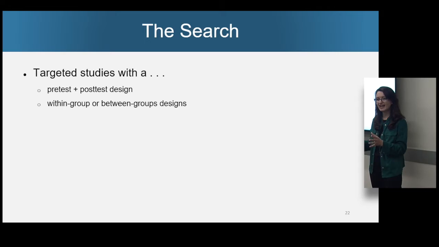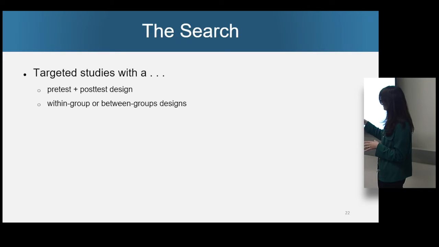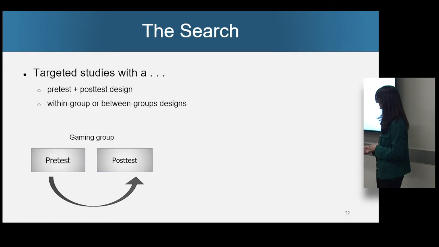So for that, we had to find studies, right, that we could include in our meta-analysis. In the literature, we targeted studies that had a pretest, post-test design, and these studies could have either within group or between groups designs. And what does that mean? With the within group designs, there's a group of learners who play a game, right? And they get tested before and after playing the game just to see how much they improve their language skills.